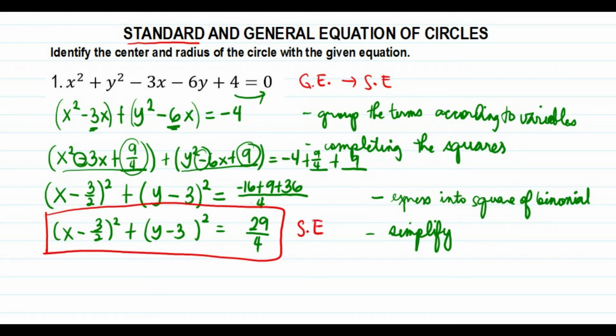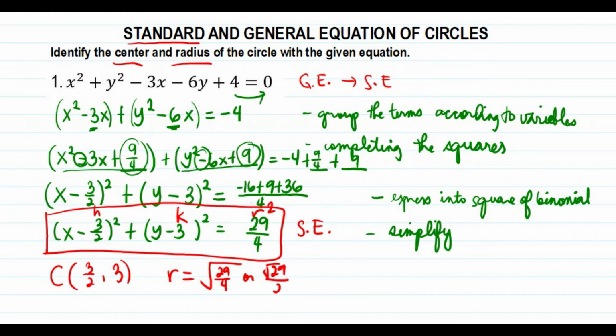But, what is asked of us is, get the center and the radius. Yun talaga yung pinaka hinahanap natin. So, let's put here, center is, this is the h, and this is the k, and this is the radius. Our h is 3 halves, and our k is 3, and our radius is equal to the square root. Kasi kukunin mo yung square root niyan kasi ito ay naka-r squared. Naka-r squared yan. 29 over 4. Or square root of 29 over 2. And that's it.